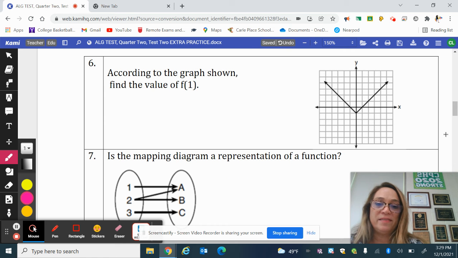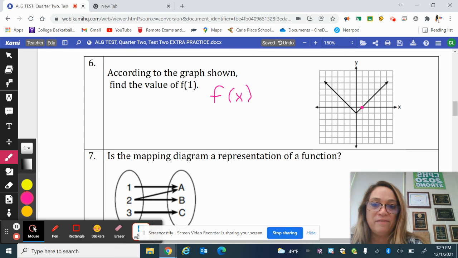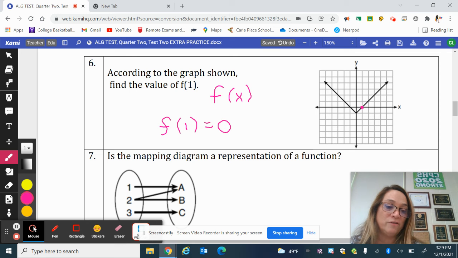According to the graph shown, find the value of f of 1. So remember, it's always f of x. So we're basically saying that x equals 1, which would be right here. So therefore, the value of f of 1 is equal to 0 because they're looking for the y value.